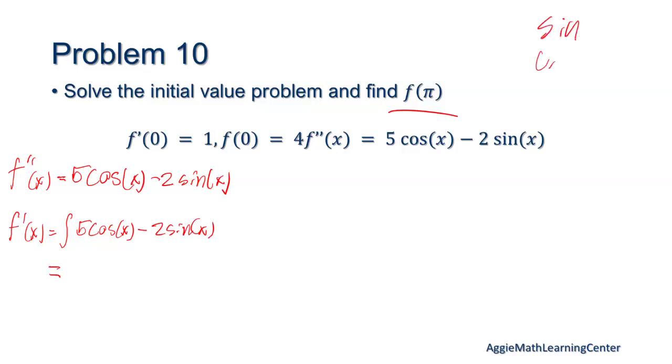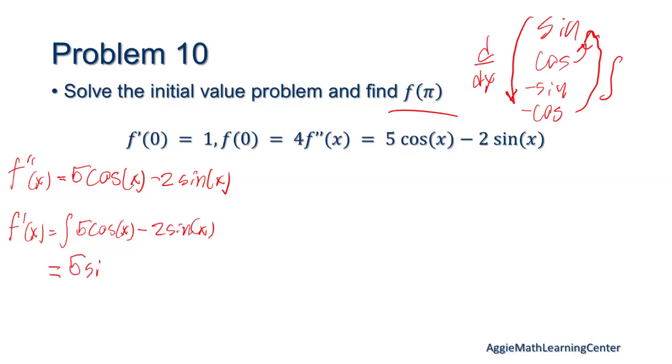Sine goes to cosine goes to negative sine goes to negative cosine. You go down the list, that's derivatives. You go up the list, that's antiderivatives. So cosine goes to sine. It's going to be 5 sine x minus, negative sine goes to cosine, so plus 2 cosine x.